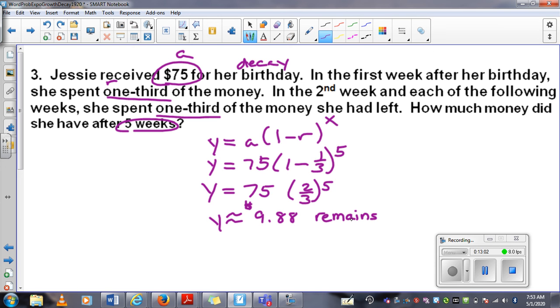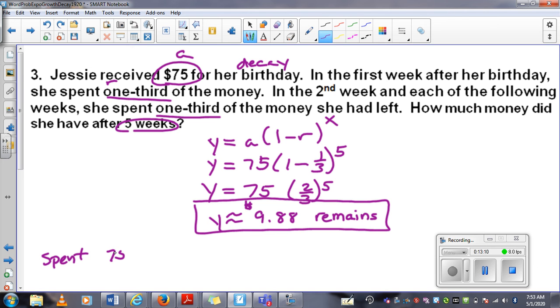If you wanted to know how much she spent, you would have to do $75 take away $9.88. So that means she spent $65.12.